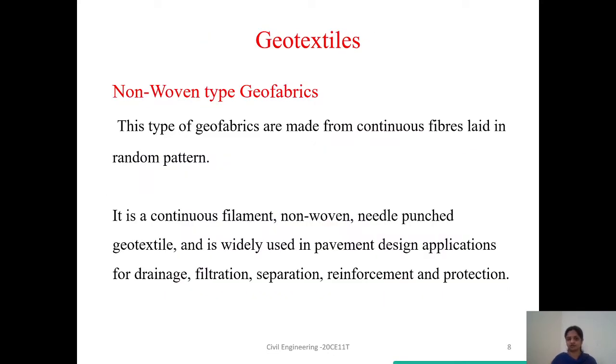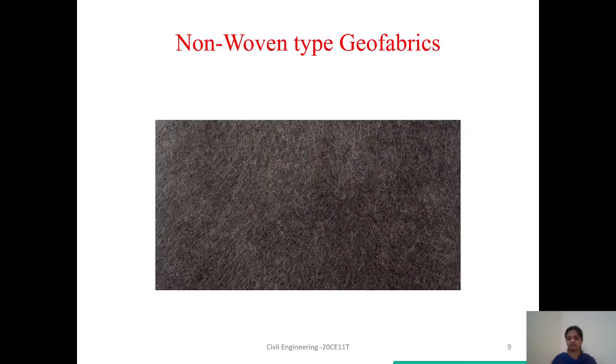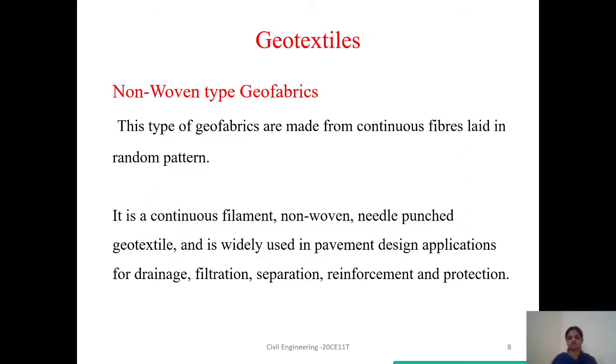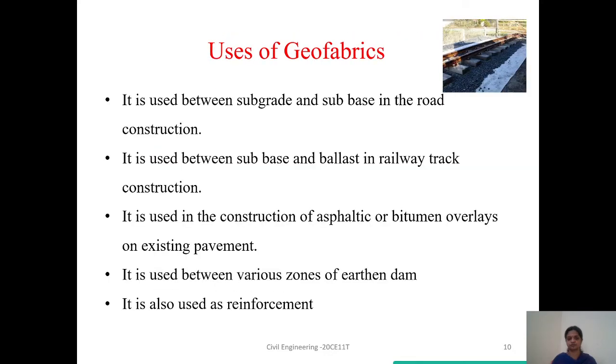Non-woven type geofabric. In this geofabric, the continuous fibers are laid in random pattern. As you can see in this figure, the fibers are laid in random pattern. These geofabrics are widely used in pavement design applications for drainage, filtration, separation, reinforcement, and protection.